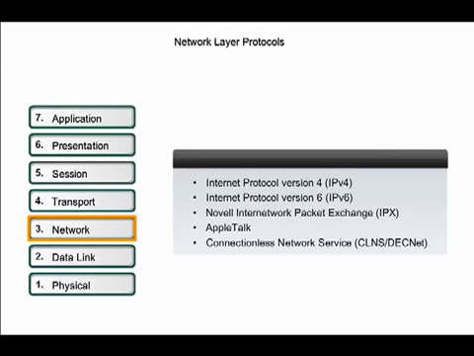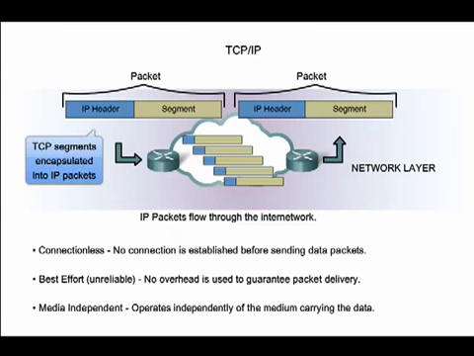For these processes to function properly, there have to be appropriate protocols in use. For the network layer, the most common protocols include Internet Protocol versions 4 and 6, usually referred to as IPv4 and IPv6, Novell Internet Packet Exchange, or IPX, AppleTalk, and Connectionless Network Service. In this video, we will focus on IPv4 since it is the most common network layer protocol in use today. IPv4 is currently the most widely used version of IP. IPv6 is being implemented in some areas and will operate alongside IPv4, and eventually it will replace it.